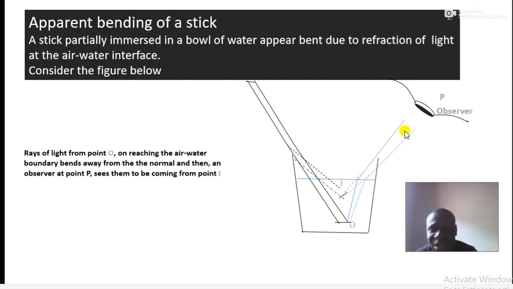So that is the refraction of light phenomenon that has to do with the bending of a stick when partially immersed in water or any other liquid, precisely a transparent liquid. So this is a very important concept. I hope the learner understands this.